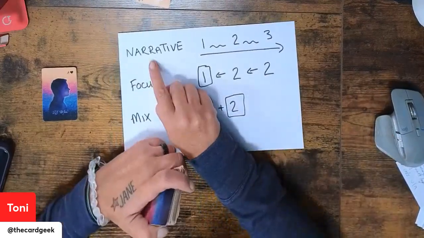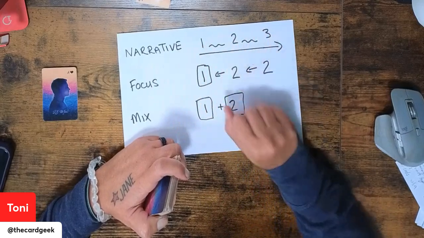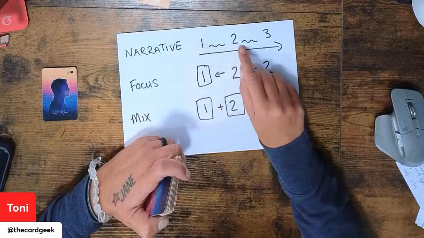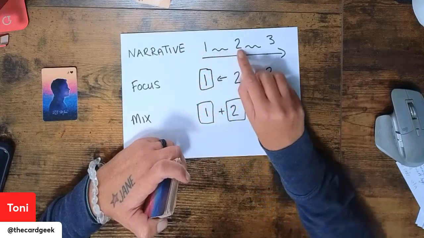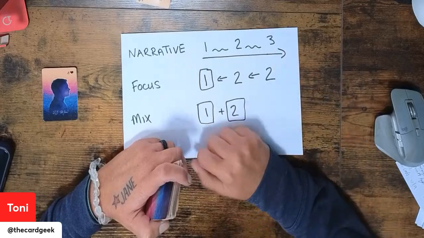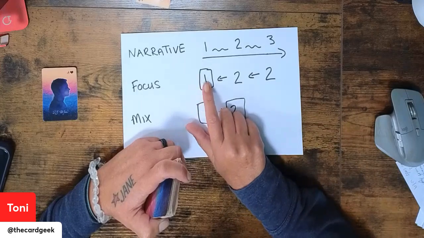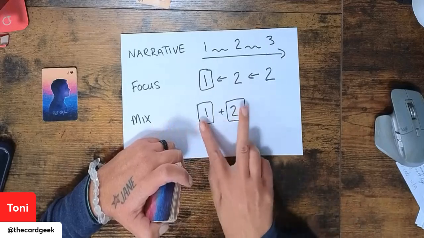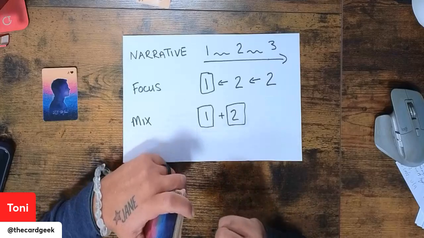So, like I said, with the narrative, card 1 will happen, card 2 will happen, and then card 3 will happen. Quite like if you are reading for a day, you would have morning, noon, and night. Or reading for a meeting, you would have the beginning of the meeting, the middle of the meeting, and the end of the meeting, all in a narrative line. A focus read is where you take one card as your answer, and then the other cards add in. And when we are doing a mix, we add them together to find the outcome answer that we are looking for.